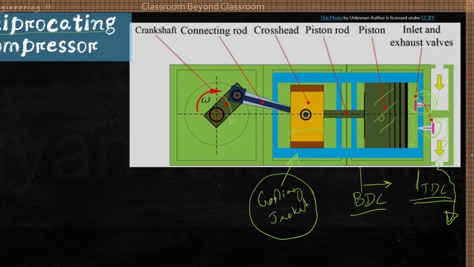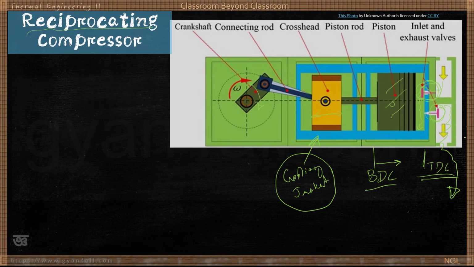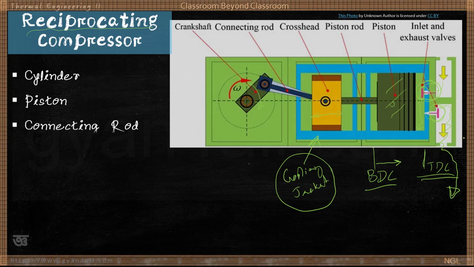So basically, what are the components of a reciprocating compressor? There will be one cylinder, one piston, connecting rod, crank, inlet valve and exhaust valve, and definitely one crosshead for proper to and fro motion. In between there may be one crosshead. So that is the principle.